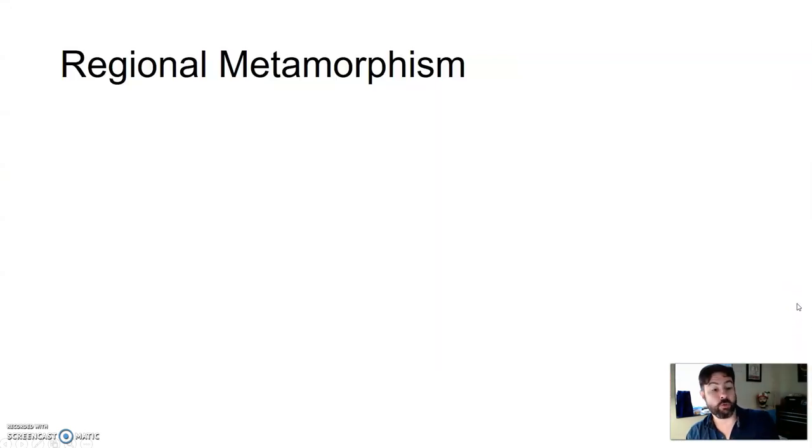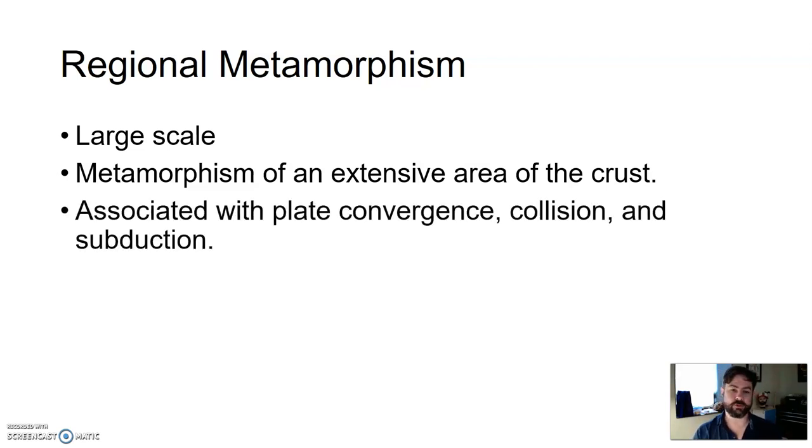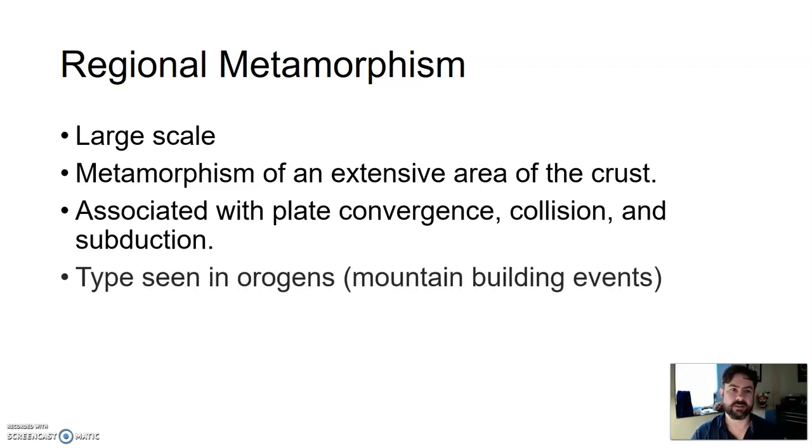Then we have regional metamorphism. This happens on a large scale. Contact metamorphism is only very, very close to intruded magma. This is metamorphism of a whole extensive area of crust. It's associated with plate convergence, collisions, and subduction. This is the type of metamorphism we see in some orogens, which are mountain building events.